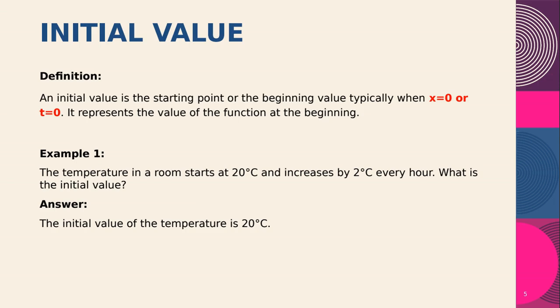Let's review an example. The temperature in a room starts at 20 degrees Celsius and increases by 2 degrees Celsius every hour. What is the initial value? We remember that the initial value is the beginning value or starting value. In this case, the temperature started from 20 degrees Celsius. It means that the initial value of the temperature is 20 degrees Celsius.